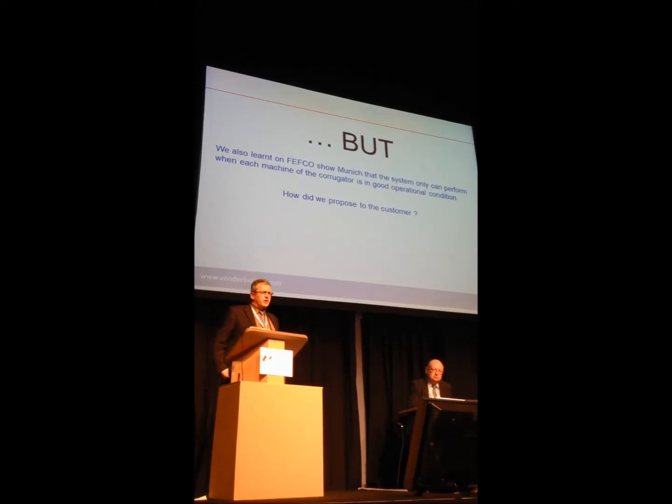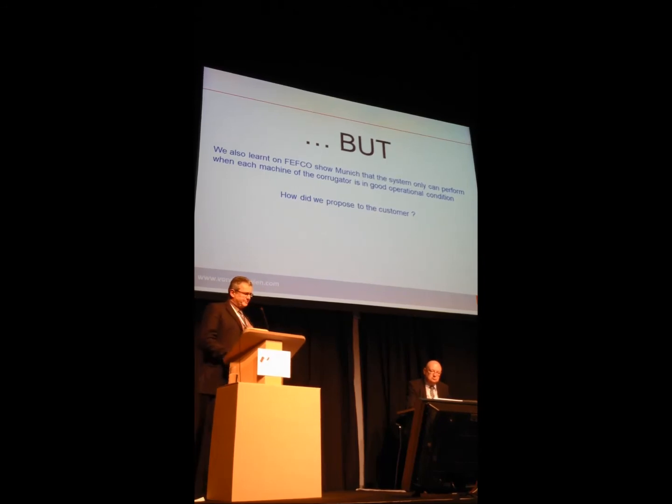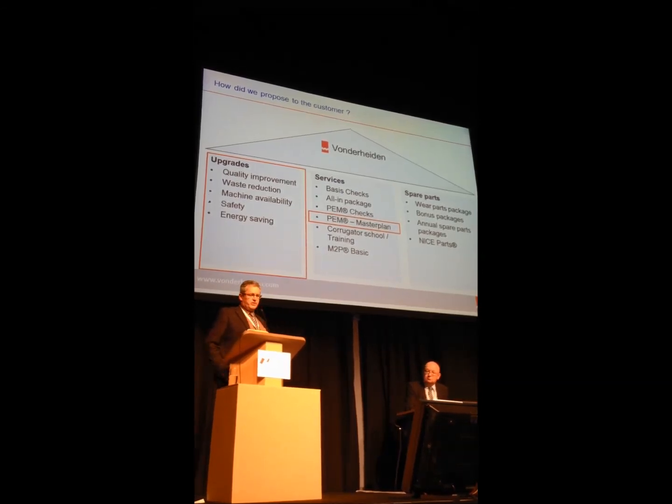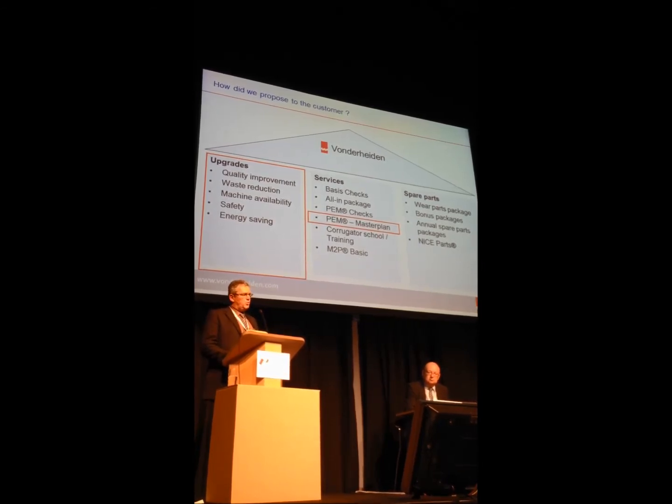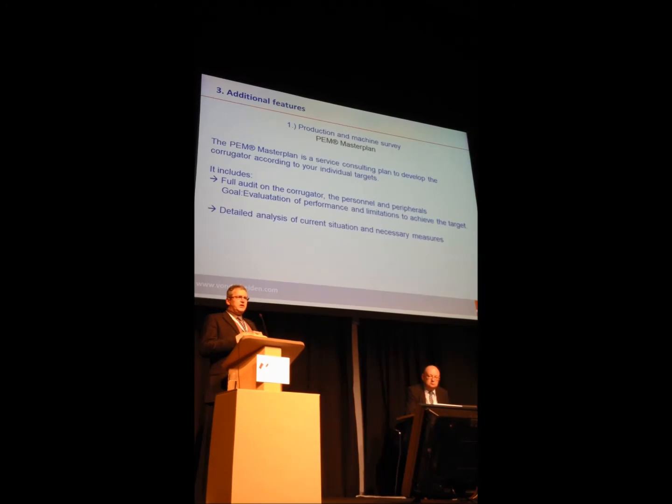But also at the FEFCO in Munich, it was always mentioned that a system like this can only perform when the corrugator is in a good operational condition. So what did we propose to the customer? First, our product portfolio is upgrades, service and spare parts for all kinds of corrugators. So we said we will make a PEM master plan, and then we went to possible upgrades. The PEM master plan, I think it's also known, is a full audit. It's a production and machine survey, so that we get a complete overview of the machine, what is needed and what is required.